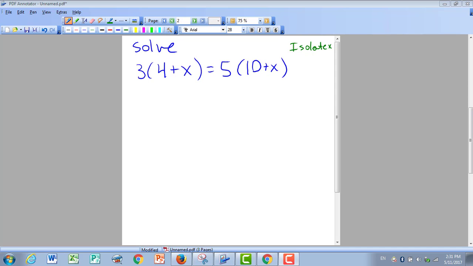We are solving the equation 3 times (x + 4) = 5 times (10 + x). Always when it says solve and there's a variable, we're isolating the variable. So that's our goal here, to isolate the variable, which means get x all by itself. The first big thing we need to deal with is the brackets.